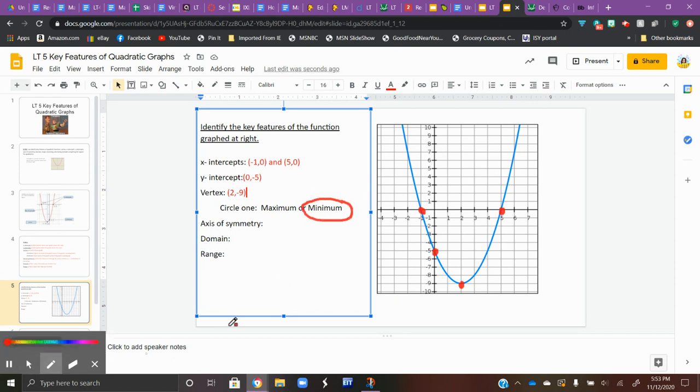Okay. Our axis of symmetry. So axis of symmetry, we typically write it as a dashed line. Axis of symmetry always goes directly through the middle of your graph and your vertex. The other thing that I pointed out before was that your axis of symmetry is always written as x equals, and it is always equal to the x coordinate of your vertex. So in this case, our vertex was at 2, so that means the equation of our line is x equals 2.